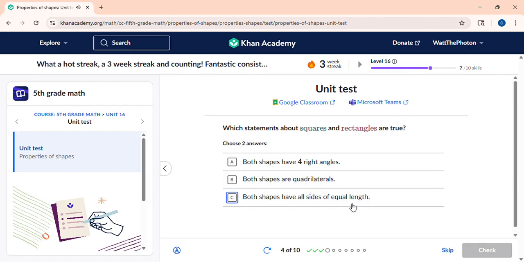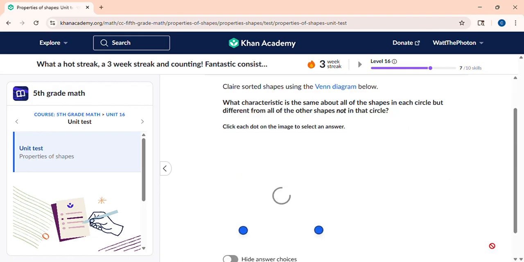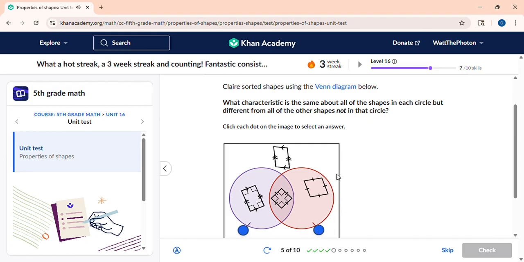Which statements about squares and rectangles are true? Both have 4 angles, both are quadrilaterals. C is not. Here's the Venn diagram.